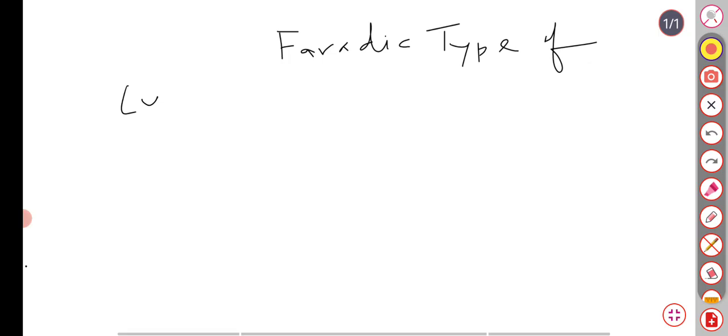Hello everyone. Today we will study one of the most important topics of low frequency current, that is Faradic current, and it is also important in the day-to-day practice of physiotherapists in different aspects. Faradic type of current. In Faradic type of current, we'll study firstly the definition of Faradic type of current.